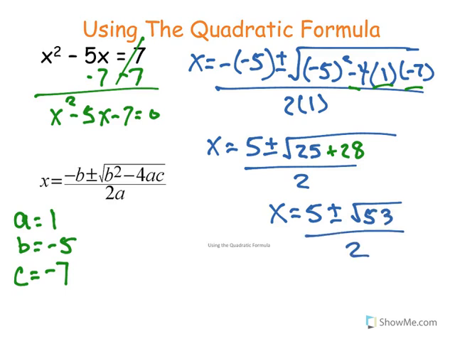Radical 53 is a prime number. It's got no factors, certainly no perfect square factors. So I'm done, right? You don't have to split it up. We will tomorrow when we're talking about decimal values, but that's it.